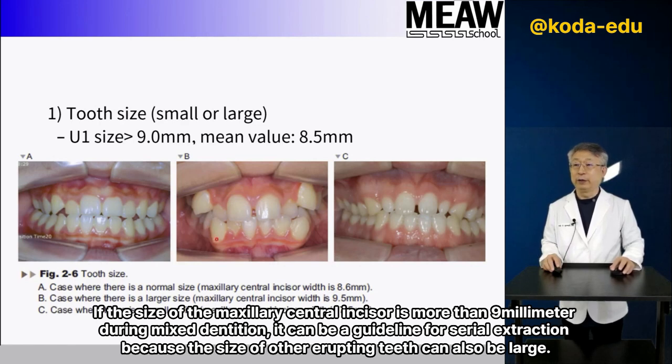If the size of the maxillary central incisor is more than 9 mm during mixed dentition, it can be a guideline for serial extraction because the size of other erupting teeth can also be large.